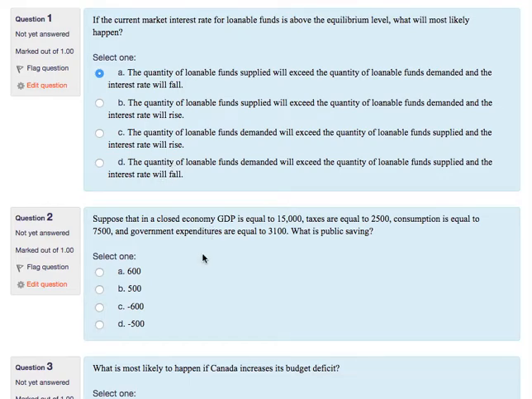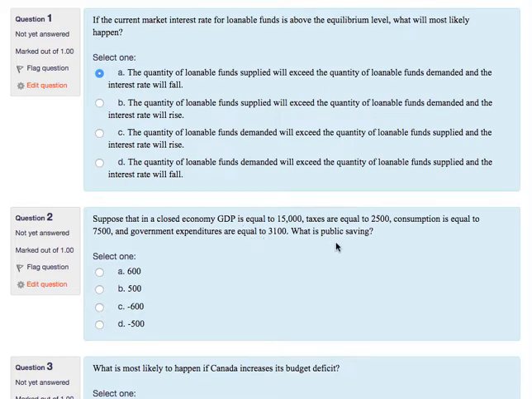Suppose that in the closed economy, GDP is equal to 15,000, taxes 2,500, consumption 7,500, and government expenditures are equal to 3,100. What is public saving? So first off, we need to know that this is a closed economy. If this was a tricky question, you know that with a closed economy, investment is equal to savings because there's no net capital outflow or inflow coming in or out.